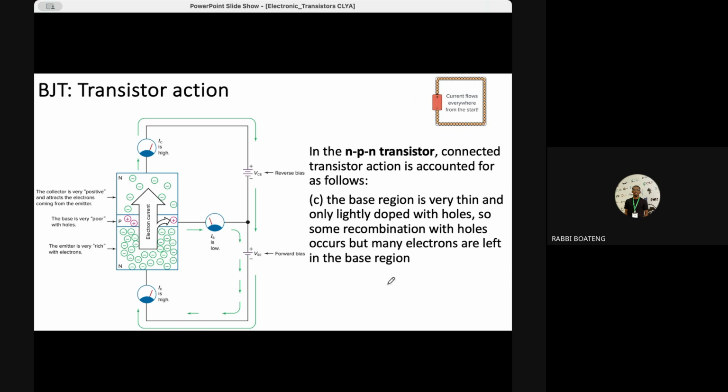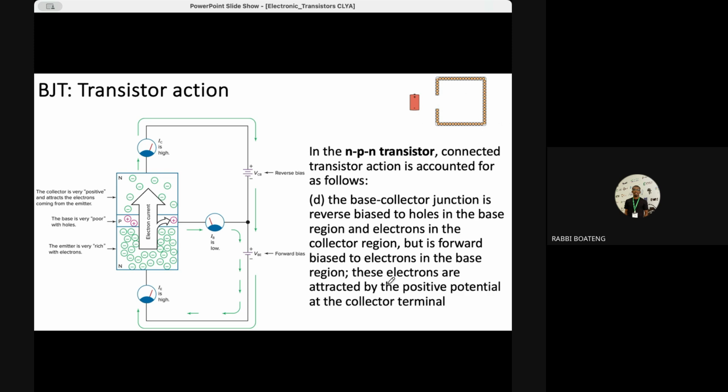Now let's look at something. The base region is very tiny and only lightly doped. Is that okay? Lightly doped with holes. So some recombination of the holes occurs, but many electrons are left in the base, which I've explained. And the last thing that is supposed to happen is the junction that we have there. We intentionally expect it to be reverse, but it's not going to be exactly like that. It's going to be just a forward thing because of the excess electrons that we have at the base that are going to the emitter.